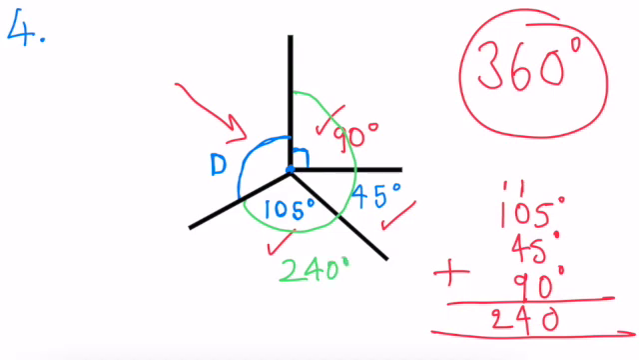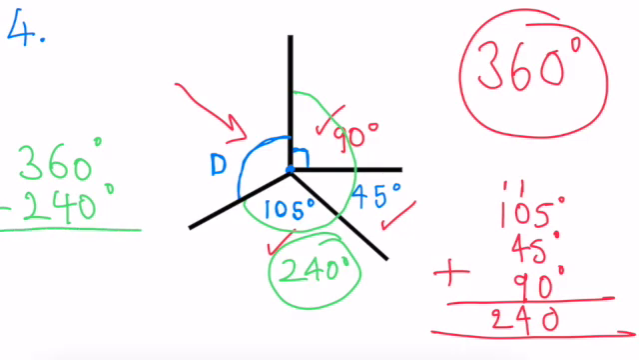And I want to work out D. So all the way around is 360. So if I do 360, take away 240, 360 degrees, take away 240 degrees. That will tell me what D is. 0 subtract 0, 0. 6 subtract 4 is 2. And 3 subtract 2 is 1. So D is 120 degrees.